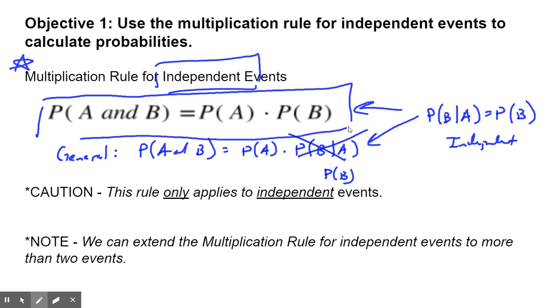Okay? So be aware of that. That is just the general rule, but instead of the conditional, it's just the straight probability of the second event because the first event doesn't influence the second event. Okay. Now note right here, we can extend the multiplication rule for independent events to more than two events. So you're going to see what we do in the example. It's going to be more than just two events happening.